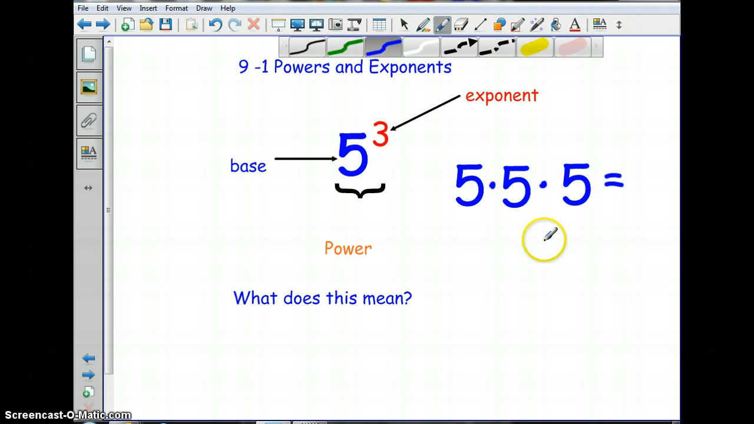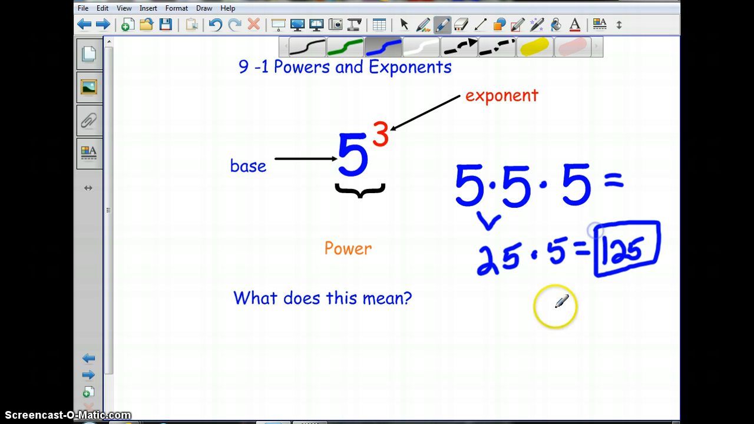So 5 to the third power is 5 times 5, which is 25, times 5, which is 125. And that's the answer. It's not 15. It's 125. And that's what we're going to be dealing with, exponents, powers and exponents.